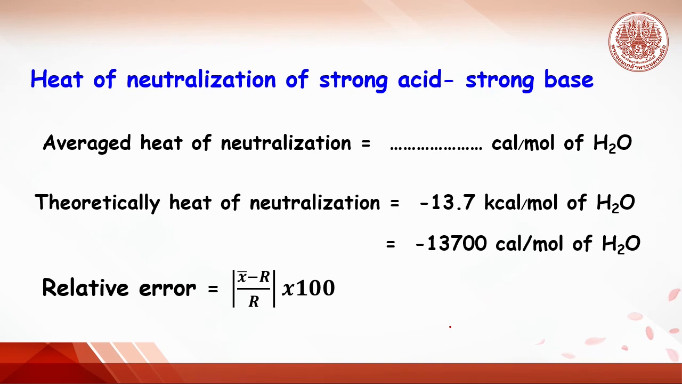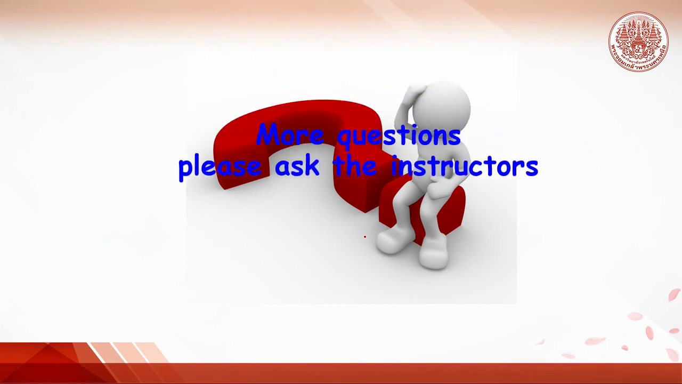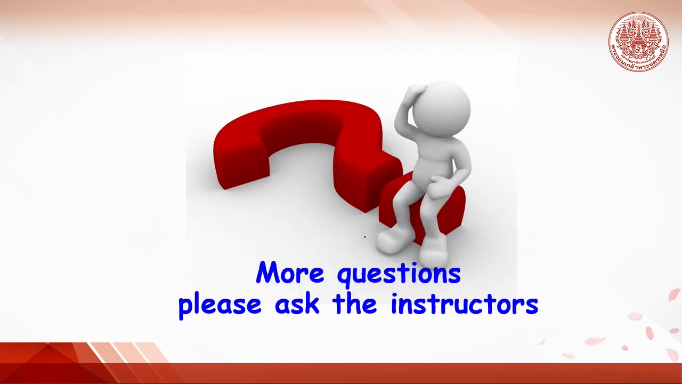The literature heat of neutralization is 13.7 kilocalories per mole of water. This minus sign means the heat is released. From the experiment, heat of neutralization is calculated in calories per mole of water. So relative error can be calculated, where D is the experimental value and this real number is 13.7 kilocalories. If you have more questions, please ask the instructor.